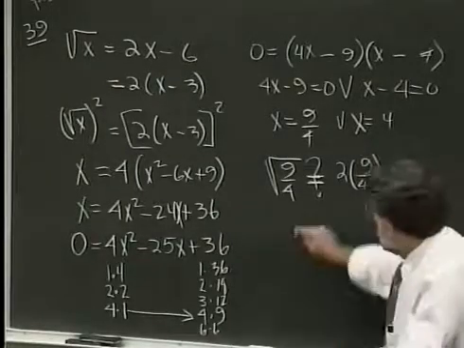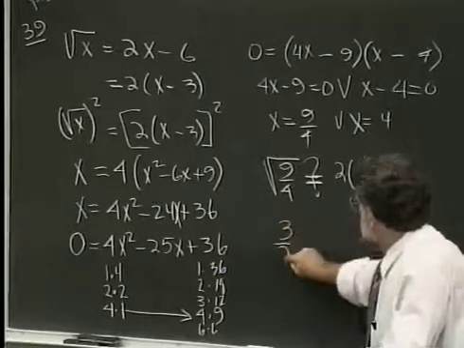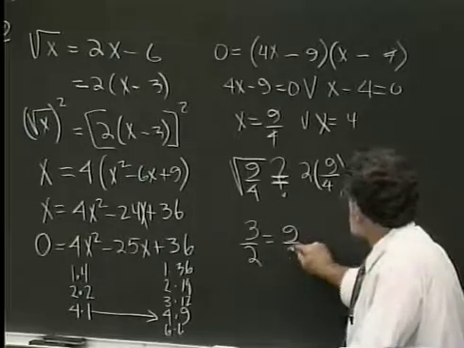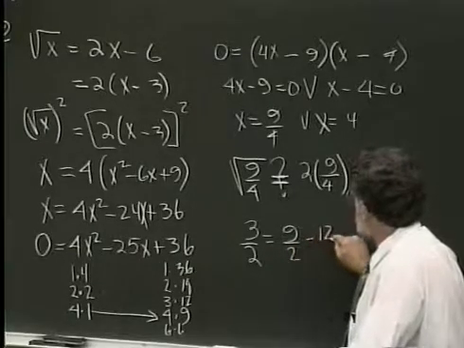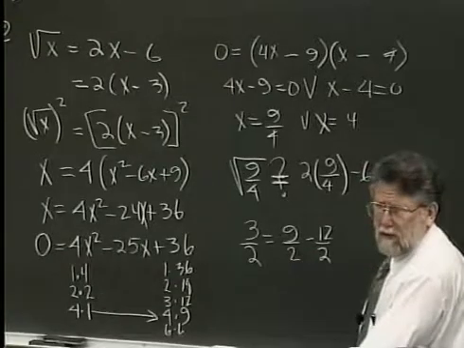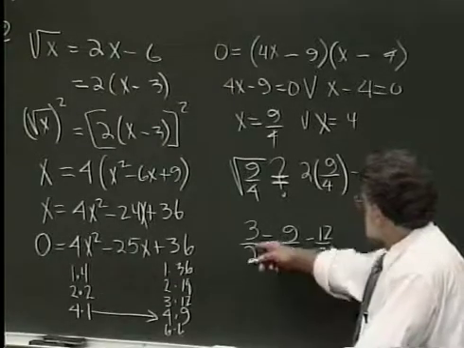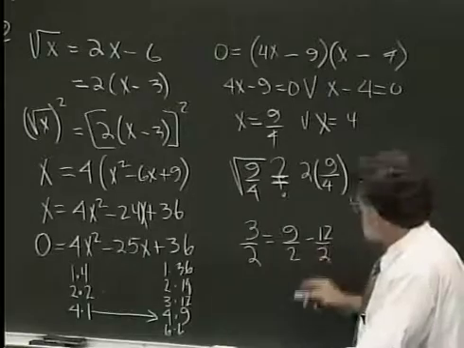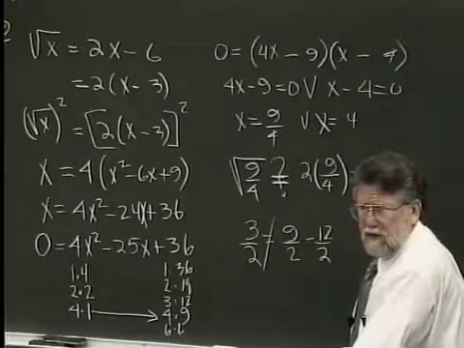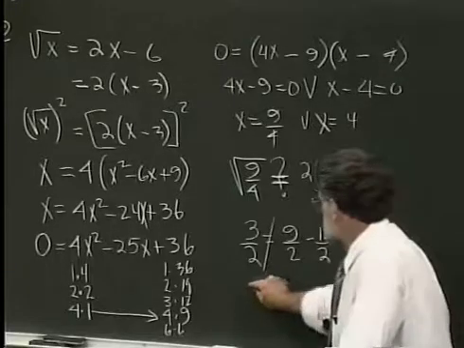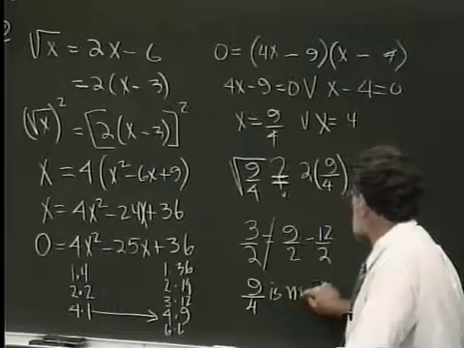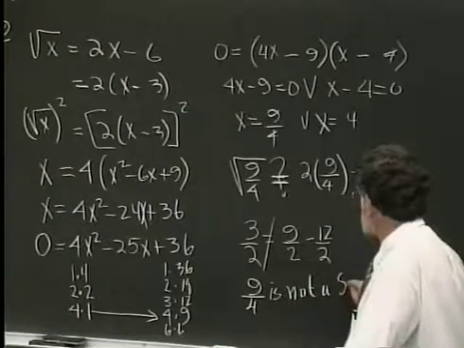Well, on the left side, I have 3 halves. Here, I have 9 halves minus 12 halves. Now, I changed the 6 to 12 over 2. 3 halves, negative 3 halves, does not equal. So, 9/4 is not a solution.